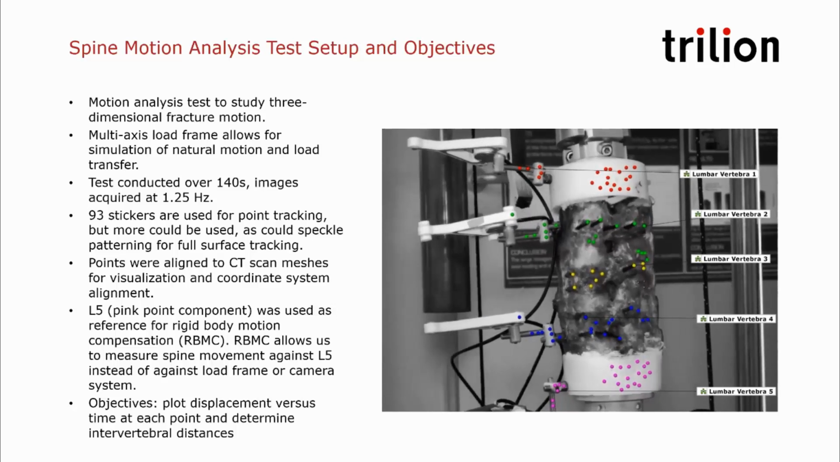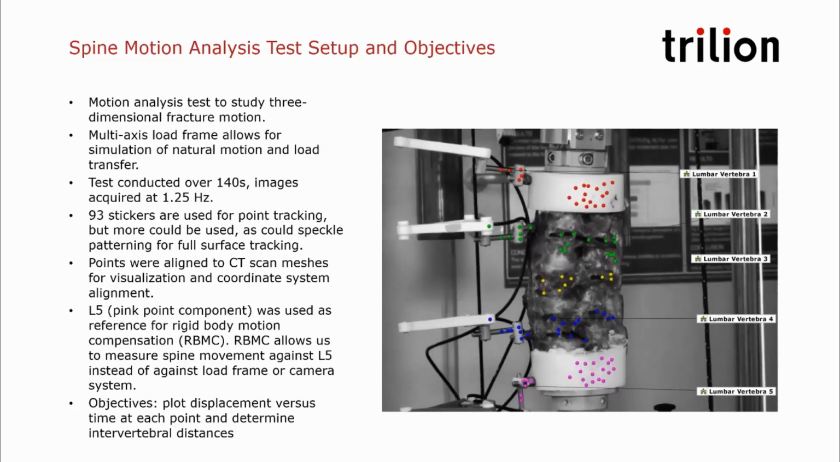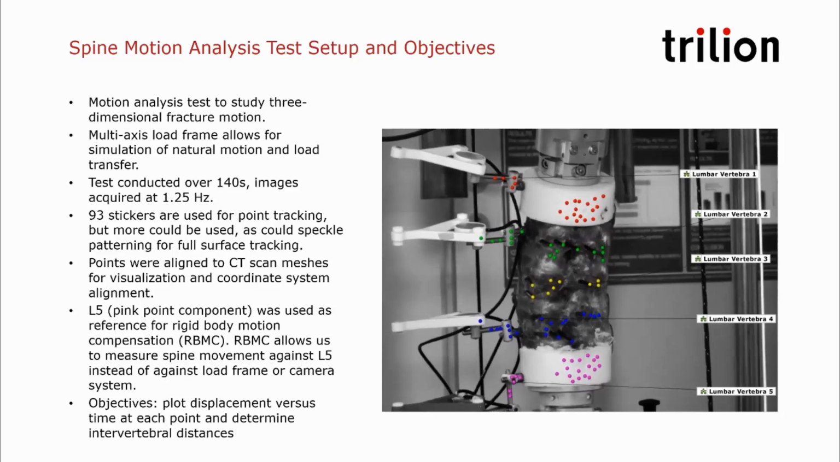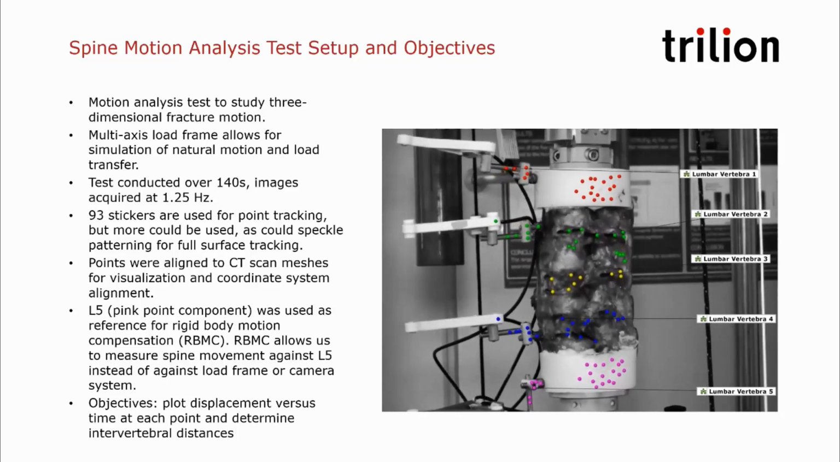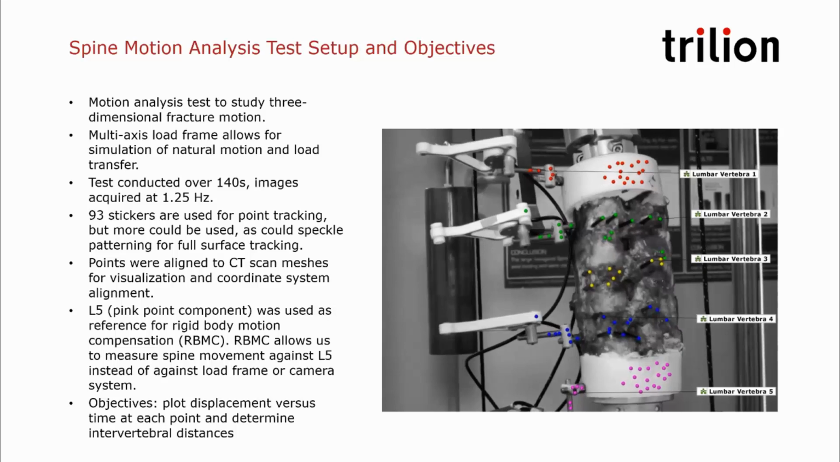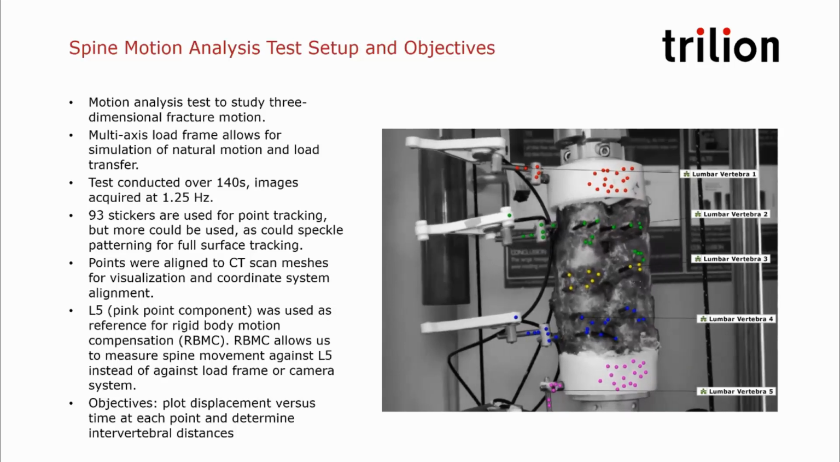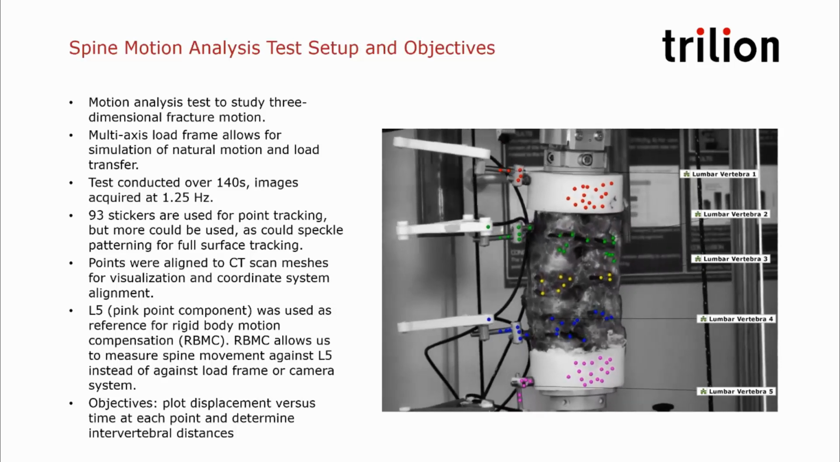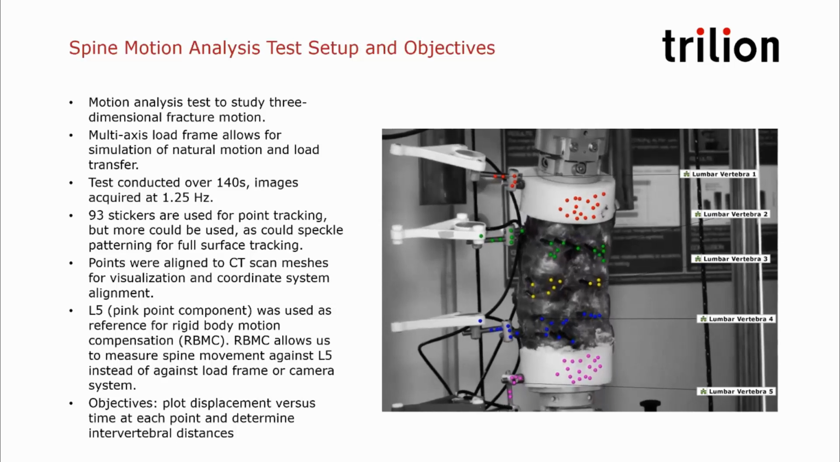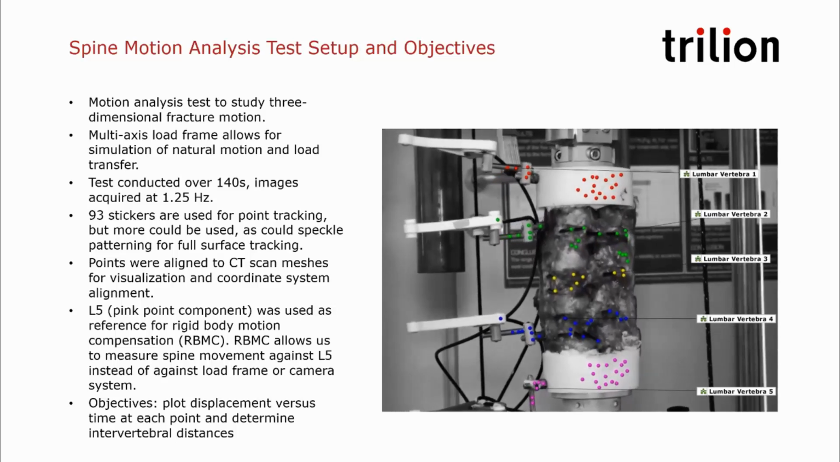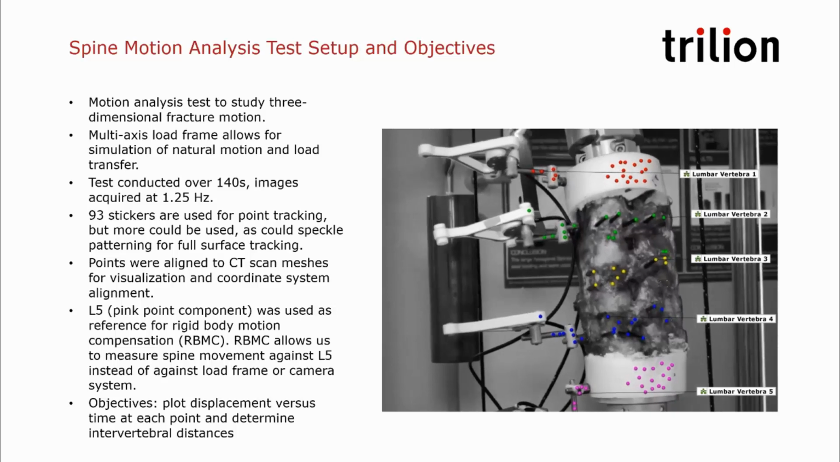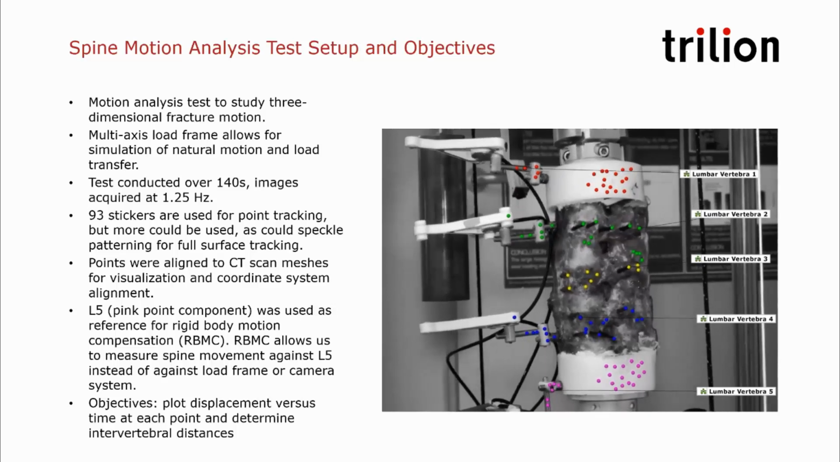We were able to take the point components you see highlighted in the various colors in the video and align them to CT scan meshes for visualization and coordinate system alignment. And if you look at the bottom of the video, you'll notice that point component in pink. That is what we were using as reference for the rigid body motion compensation.